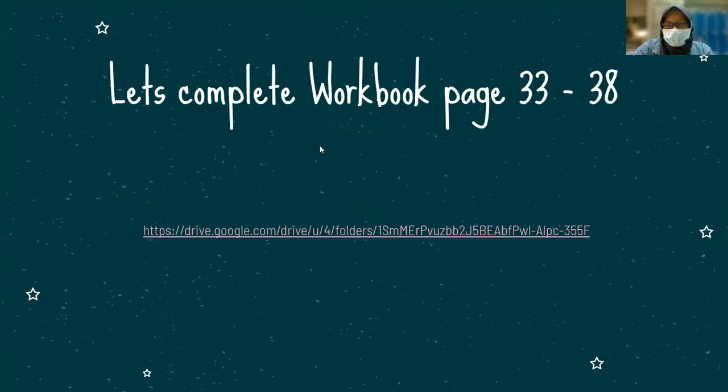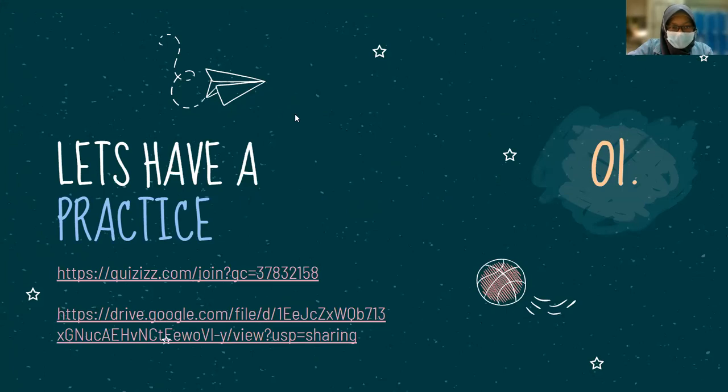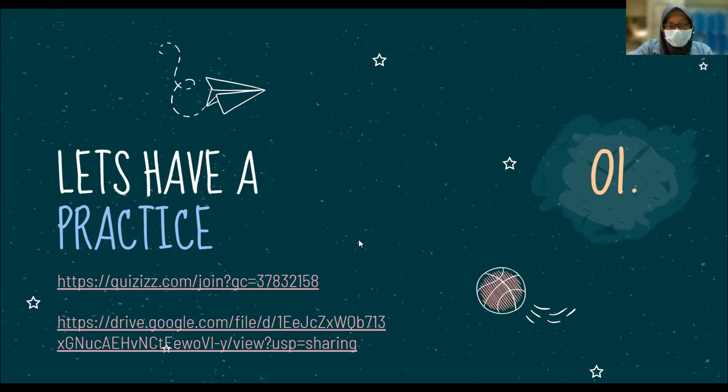And you can complete your workbook, page 33 to 38, for exercise before we have our quiz. So this is the practice link. I have attached the practice link to your Class Dojo, and also in the slides that I have uploaded. If you don't want to do it via quizzes, you can download the paper and print it out, and then you can write on that paper.